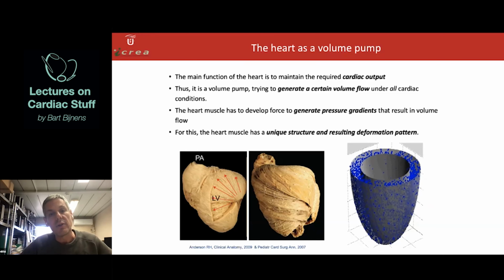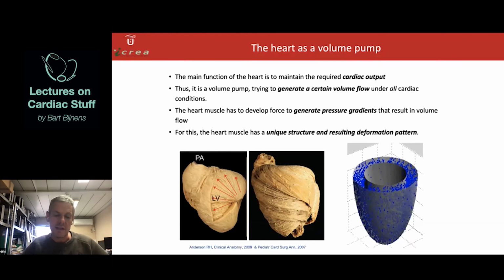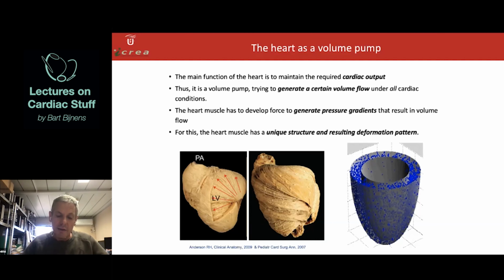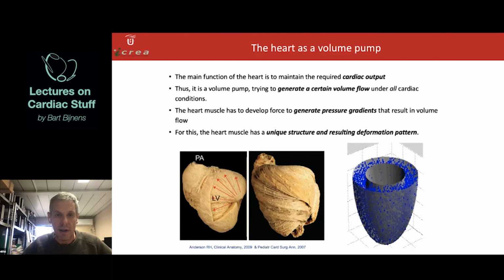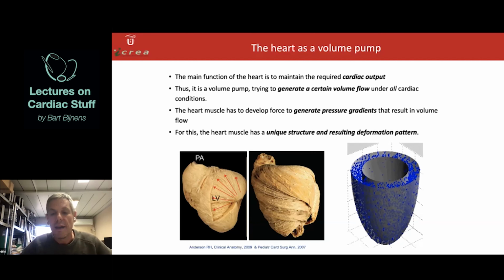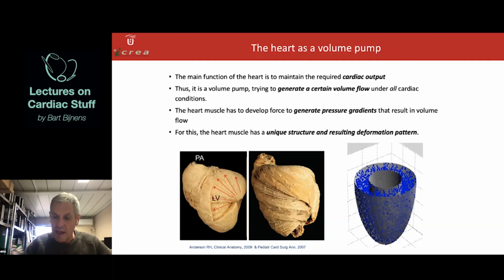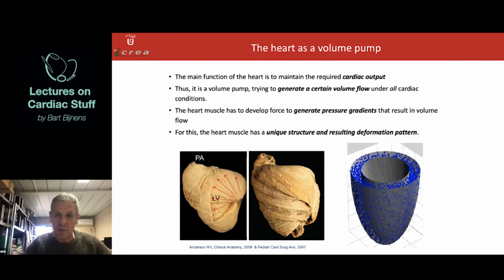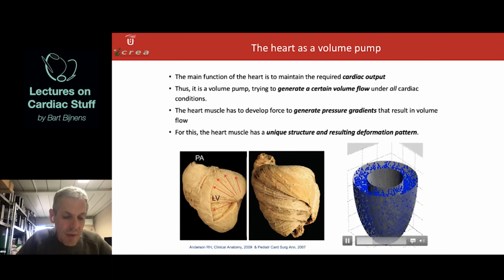And then, as I also told you before, there is this link between the volume flow that is being generated and how this is done by deformation. That's important to understand, especially cardiac remodeling. But today we're going to mainly look at how we can assess flows and pressure gradients using, in this case, Doppler flow.